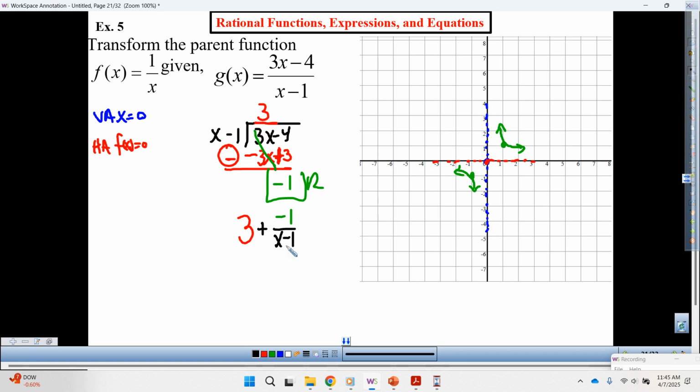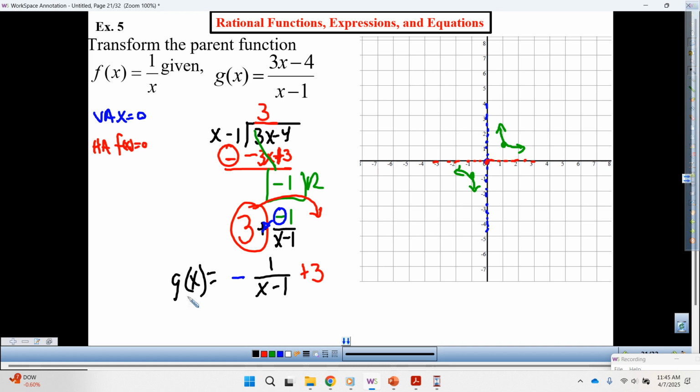However, we need to send this where, everyone? Yeah, right over here. So that's plus 3. And where do we send this negative to? To the front, is that correct? So we end up with negative in the front, a 1 on the numerator, and x minus 1. And all that equal to g of x.